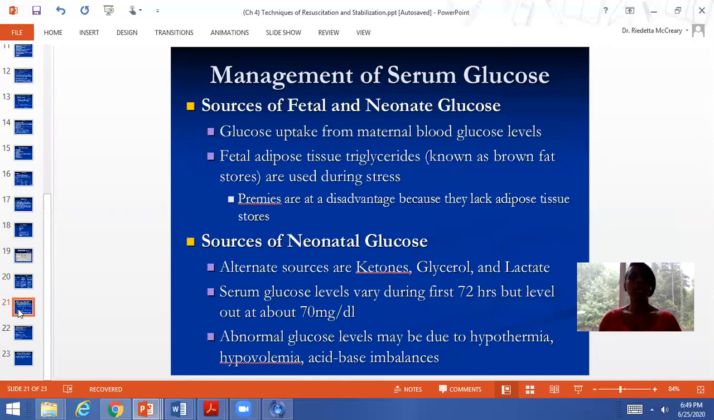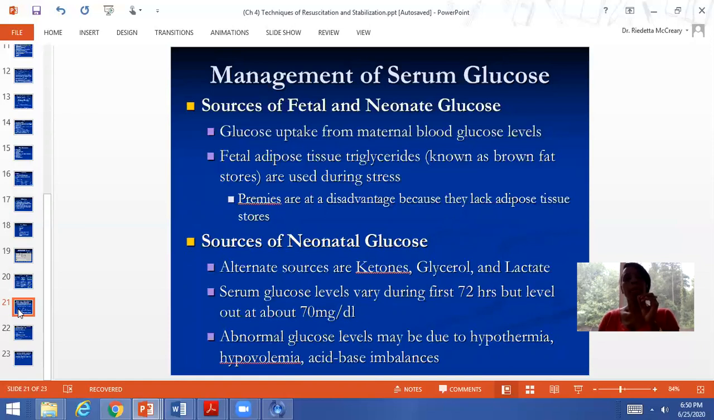All right. In addition to the things we've talked about, we also need to be mindful of neonates' sugar levels, because as you know, in order to be active, we need to get that activity by burning off ATP, which happens by our sugar stores. So sources of fetal and neonatal glucose are listed here. The glucose uptake from maternal blood glucose levels is what typically happens when they're in the womb. You get the glucose from your mama.